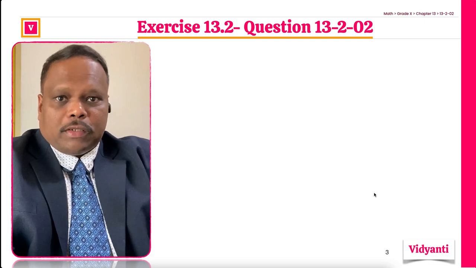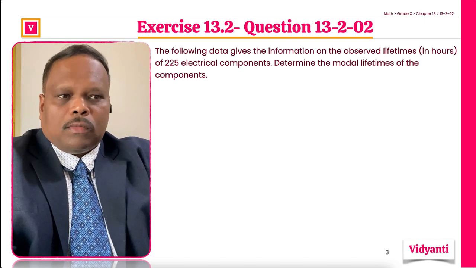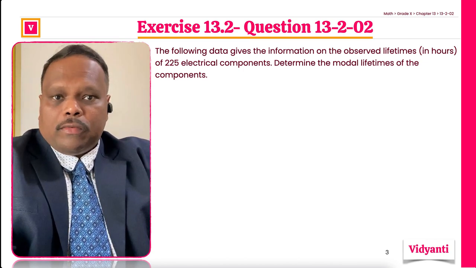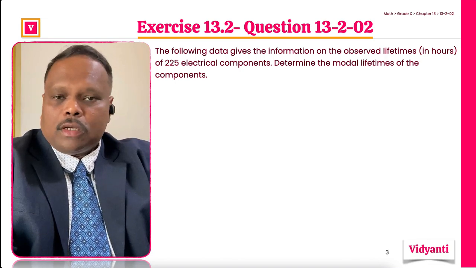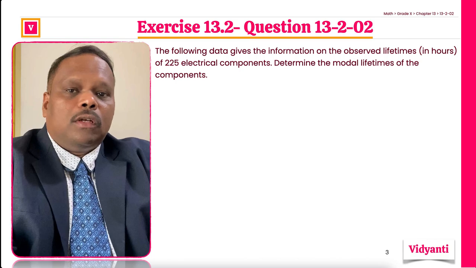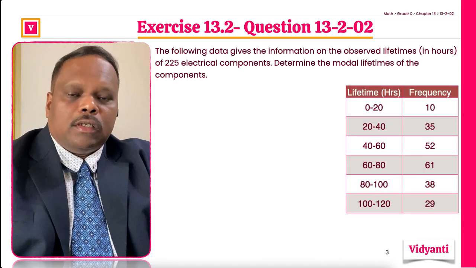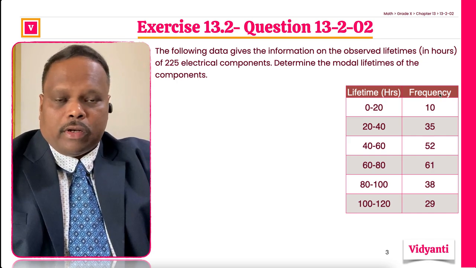Let's see the next question in this exercise, question 13 to 2. The following data gives the information on the observed lifetime in hours of 225 electrical components. Determine the modal lifetimes of the components. We are supposed to find out the mode of the given data. And the given data is in terms of lifetime, which is in hours, and the frequency is also given.